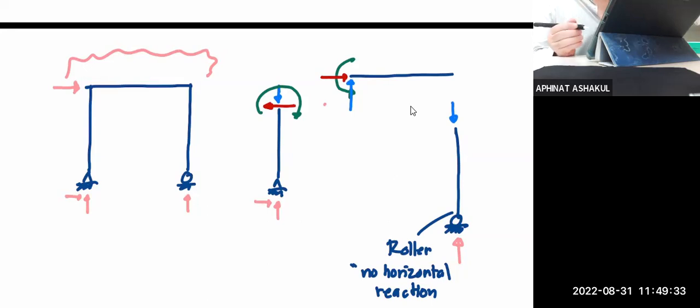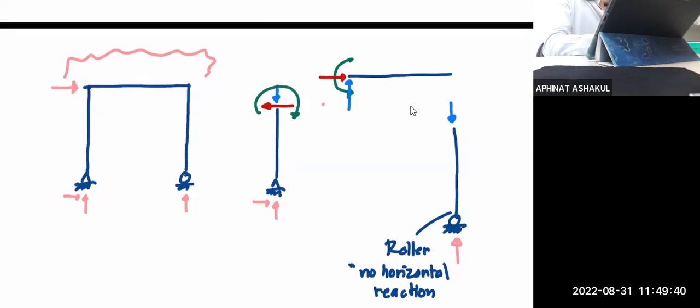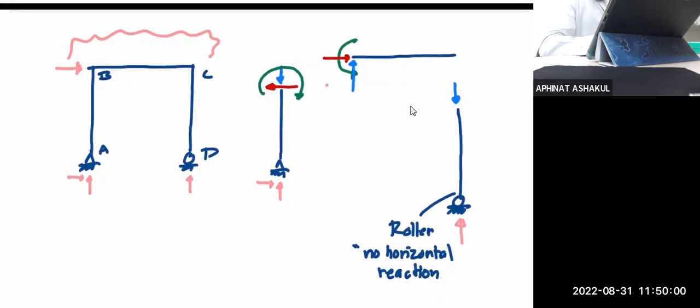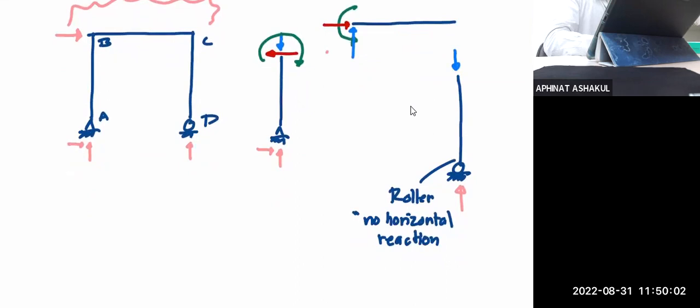Anyway, we better start calling our structure with the names, right? Because it's a lot easier. So let's call that A, B, C, and D. So now, instead of jumping from member AB to member BC right away, I can draw the free body diagram of my joint B. So, FBD of joint B.